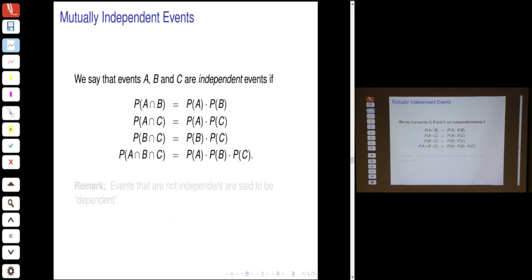Now how about when we have three events, mutually independent? Suppose we have A, B, and C, and they are mutually independent. It means these formulas hold: the probability of A intersect B is P(A) times P(B), and so on. So you can read this. This is the definition of three-way independence. This is very natural, right? Events that are not independent are called dependent.